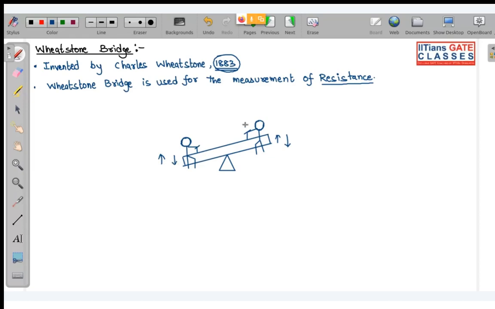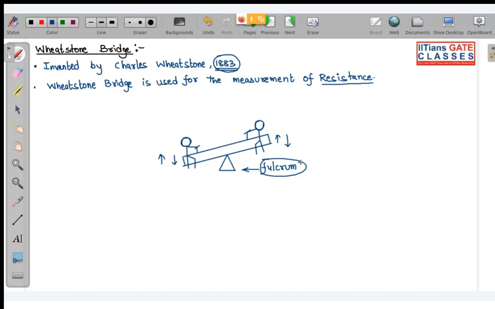So we have seen this thing. This is known as the fulcrum. This was actually the idea for the Wheatstone bridge. Wheatstone thought, can we make an electrical circuit which we can balance like this? This was the basic motivation for the Wheatstone bridge.